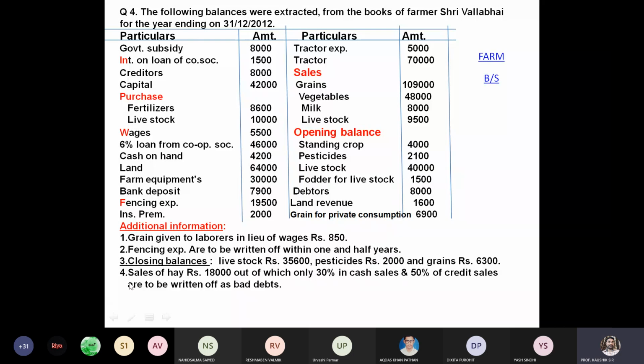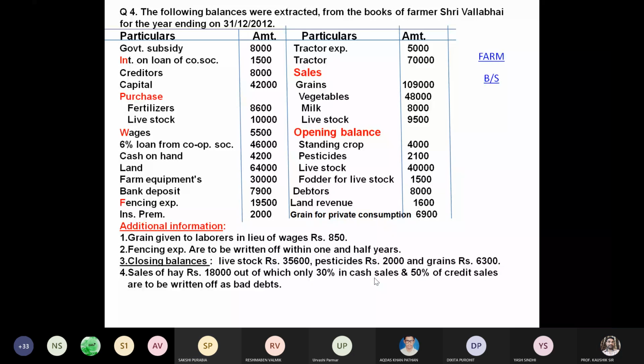Point number 4, sales of hair rupees 18,000 out of which only 30% in cash. Take the calculator in your hand. Let me know the figure. 30% of 18,000. 5,400 rupees. Okay. And 70% credit. Let me know the 70% of 18,000. It becomes 12,600.